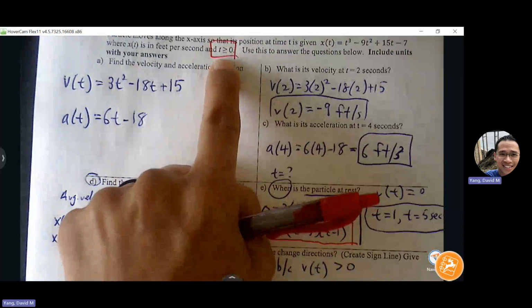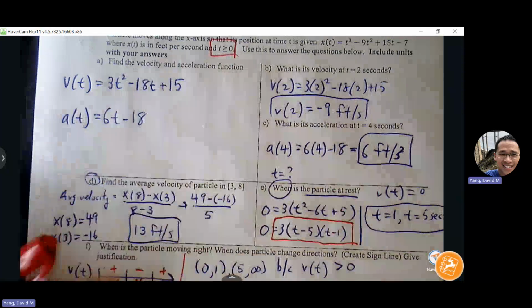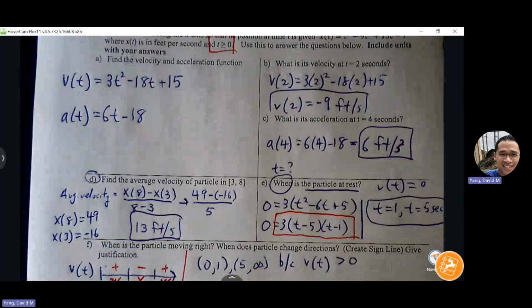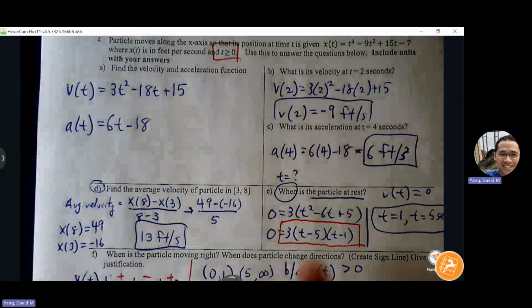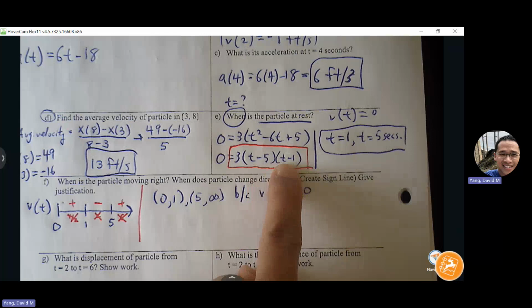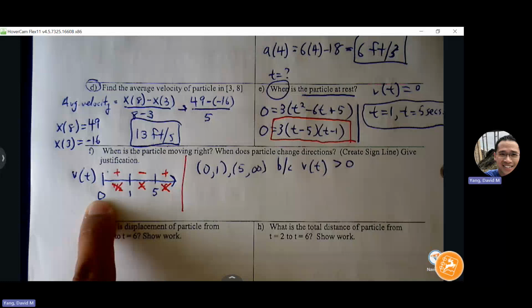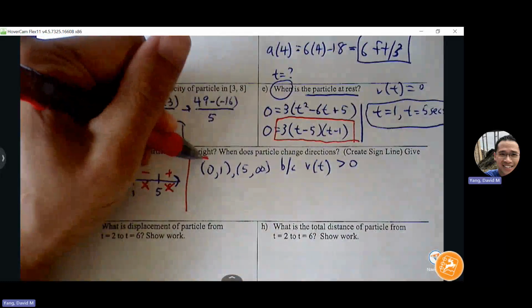T is greater than or equal to 0. We actually have to test what's happening at 0 because the object is already moving by the time we start figuring out the time. So we can test it, right? If I plug 0 in for t, 0 minus 5 is negative, 0 minus 1 is negative. So 2 negatives gives me a positive. That means at 0, this object's already moving to the right. So this needs to be a what? Bracket.